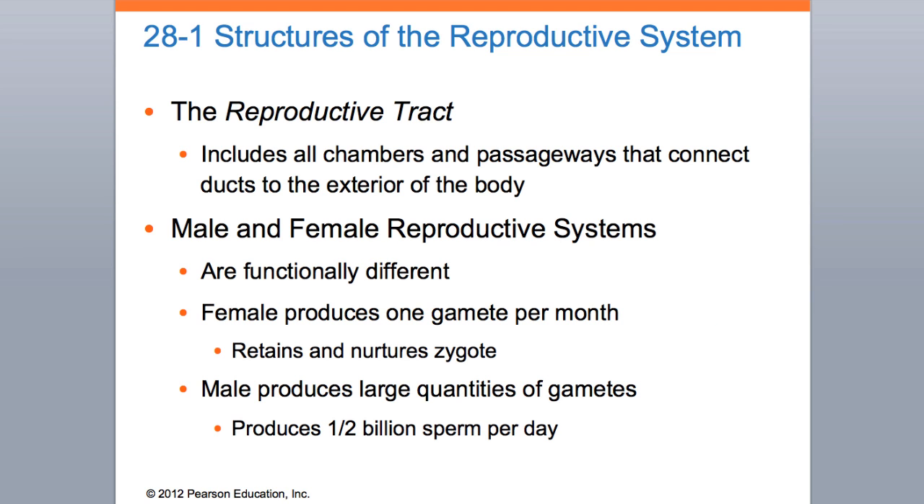Next slide. Here we have the reproductive tract, male and female. Now the information that you see here is general information that you should know by now, such as male and female are functionally different. That sort of makes sense. Female produces one gamete per month, and it retains and nourishes the zygote, whereas males produce large quantities of gametes, the sperm, such as 500 million sperm per day. So this slide is a generality that you should keep in mind. Next slide.